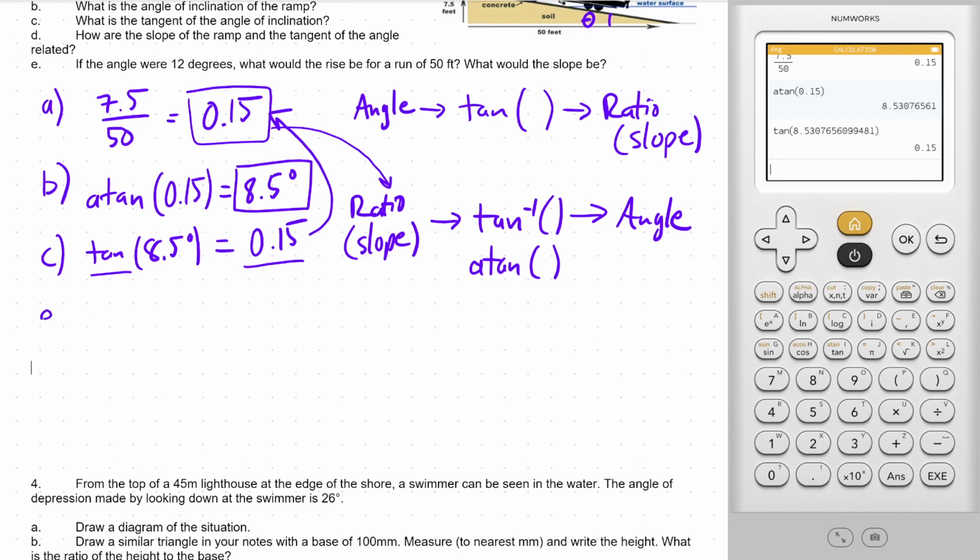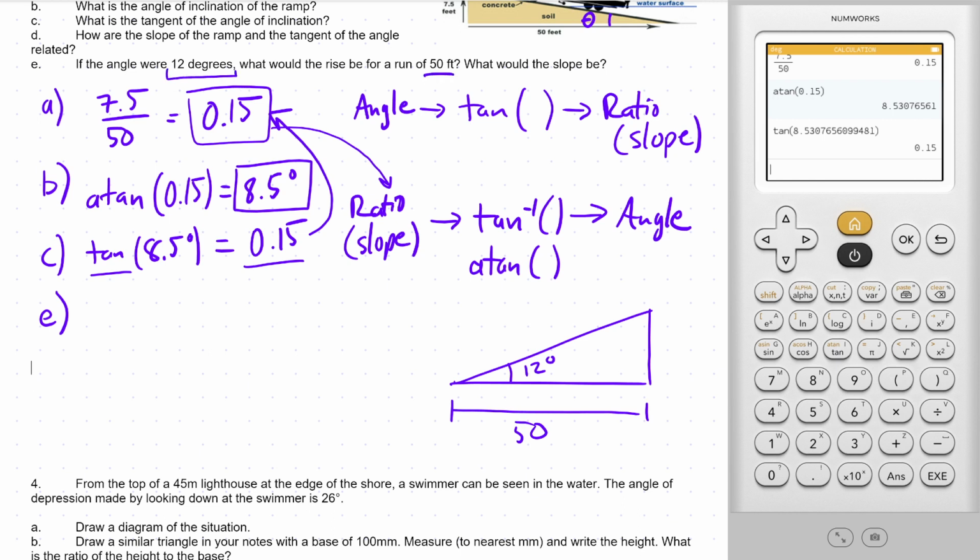And finally, part E: if the angle were 12 degrees, what would the rise be for a run of 50 feet? I would definitely draw a diagram here. So let's go ahead and draw a diagram. What I'm saying is that this angle is now 12 degrees. The run is still 50 feet, as it says right there. Angle is 12 degrees. What would the slope be?